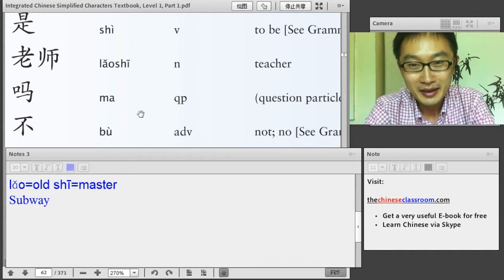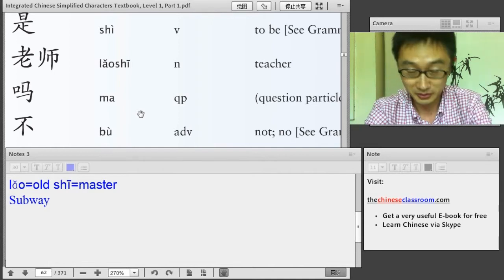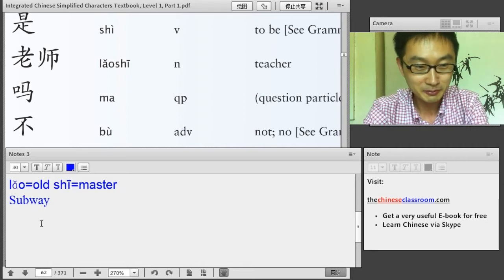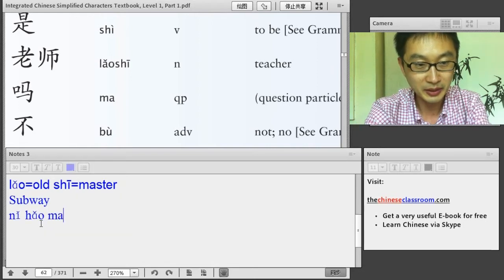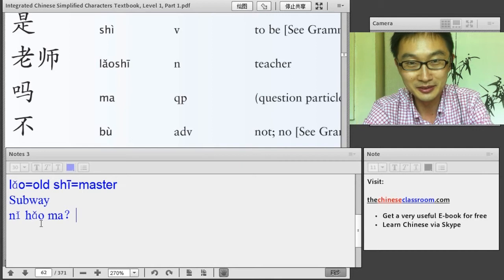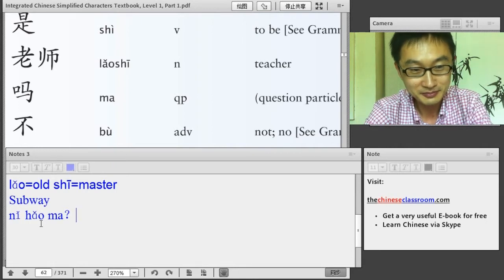Next one. Ma. Ma, it's to make a question. You put ma at the end of a sentence to make it a question. Give you an example. I can say 你好吗? You know, 你好 means you're fine, you're good. Ma, so it's a question. So kind of, are you good? Are you fine? Are you okay? Means how are you? When you translate into English, it's how are you? 你好吗? Okay, good. I'm fine.